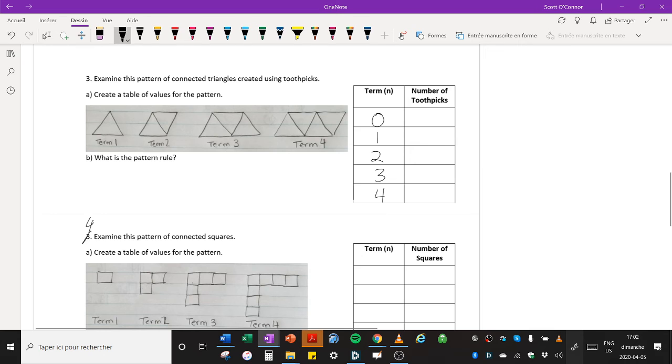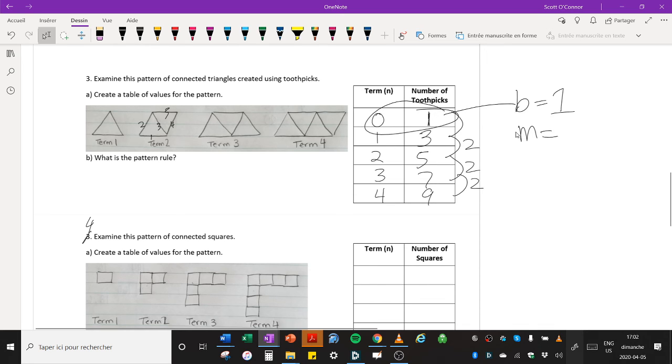How many toothpicks did we have for term number 1? 3. And how many for this one here? 1, 2, 3, 4, 5. So 5, what's it going up by? It's going up by 2. So 7 going up by 2, 9. And if we follow the same pattern, 9, 7, 5, 3, therefore this has to be, we go 3 minus 2 and we get 1. So here's our initial value. B is equal to 1. What's our slope? 2 divided by 1.